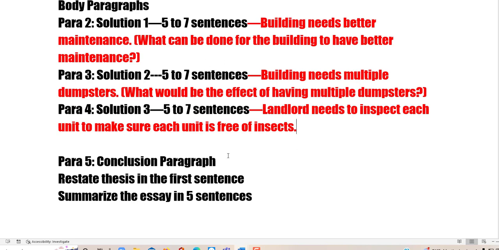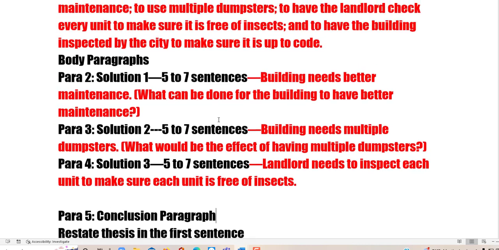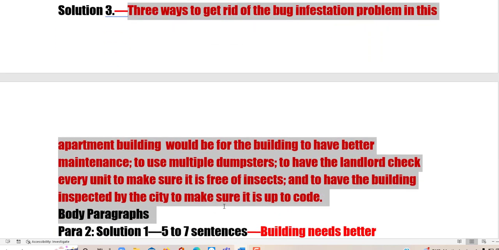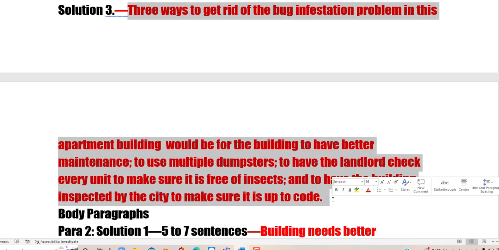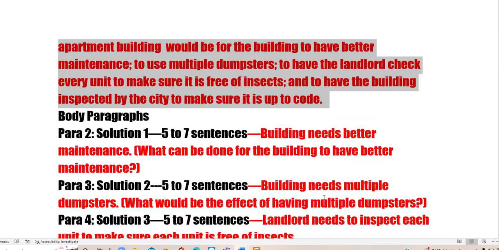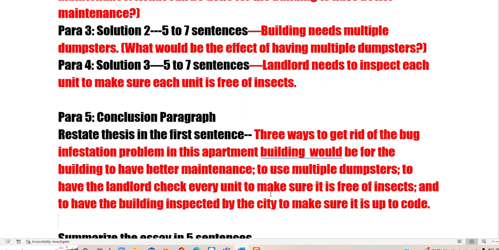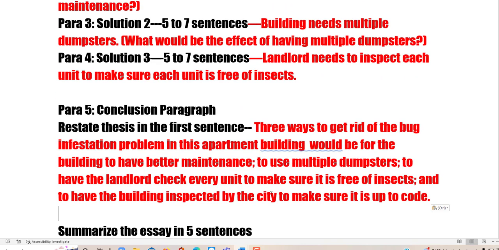Then in your conclusion, you repeat the thesis statement again. You repeat the thesis statement as the first sentence of the last paragraph. So I will do this, make sure it is up to code, and then I am going to repeat it. You can also restate it, changing the words slightly. So here I would, and now I'm in my conclusion.